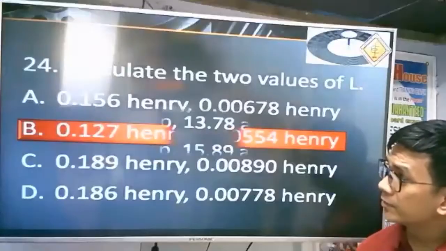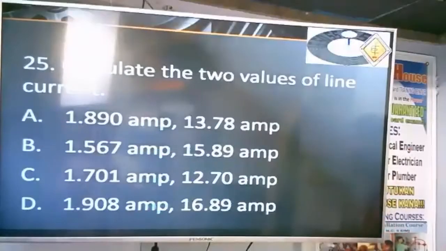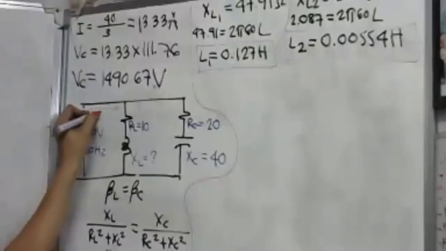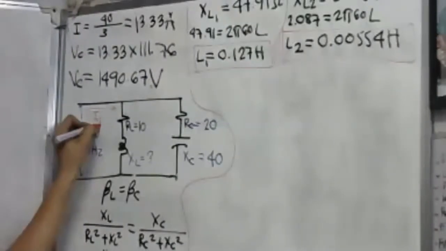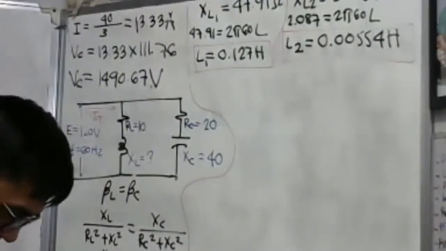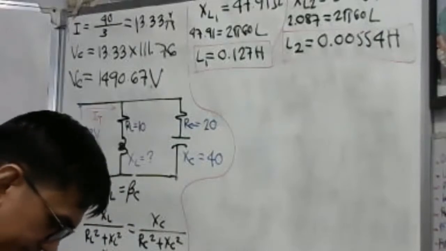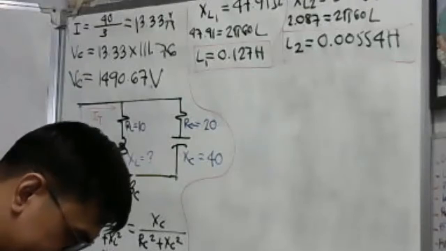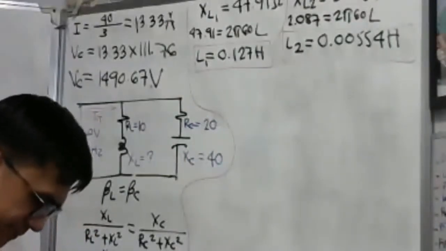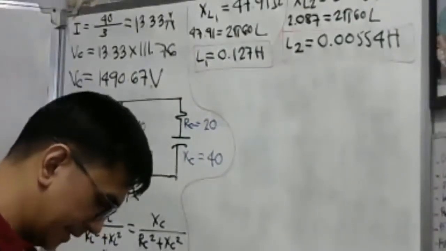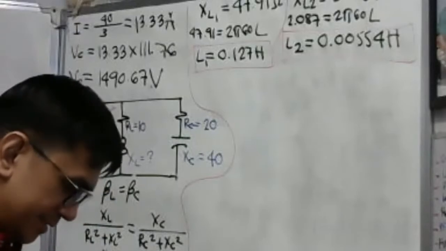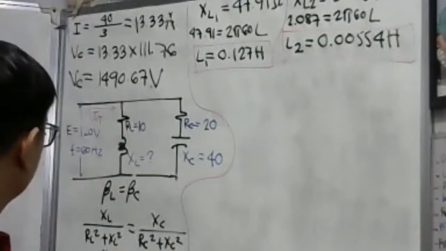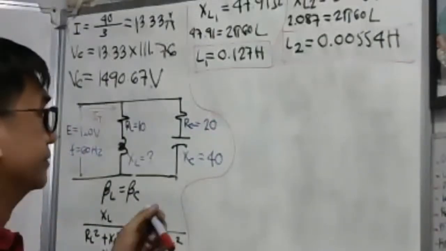Number 25. Calculate the two values of the line current. Where is the line current? Of course, this is the line current, the total current. I'll show you a direct formula, dediretsuhin na natin yung formula. So, the total current, number 25.